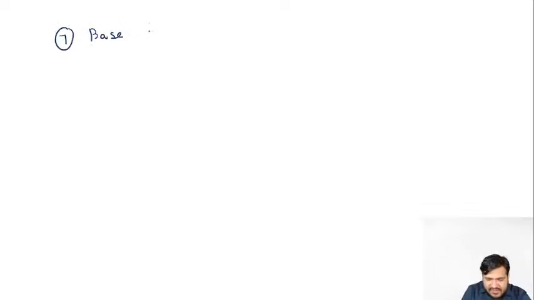अब इसमें एक डायग्राम में सब कुछ समझ आएगा. So we'll try to draw the diagram and we'll try to understand the concept of base stacking now.